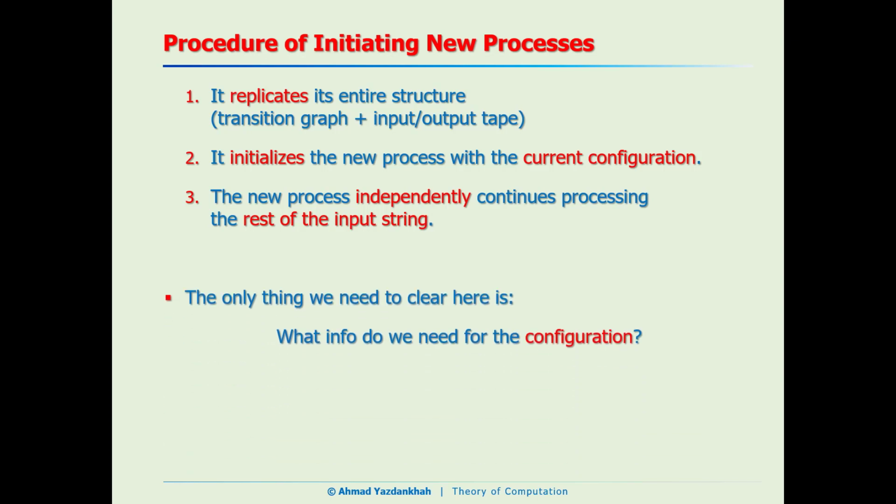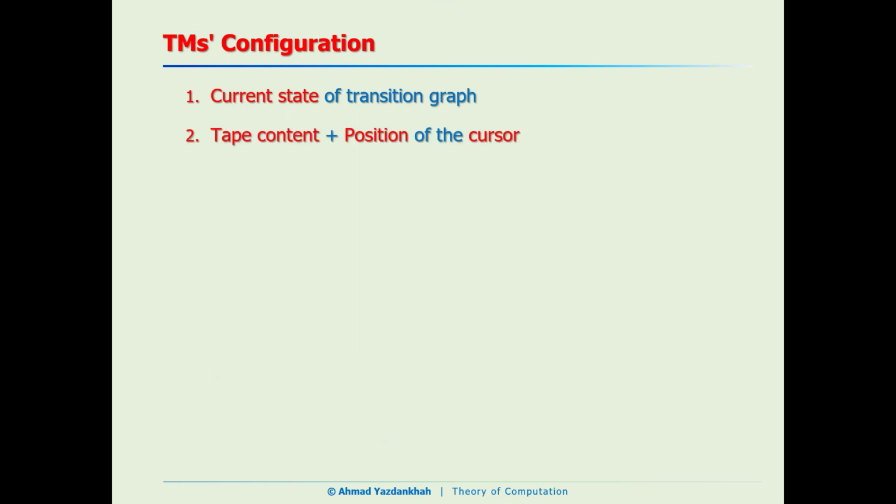The only thing that we need to know is what information we need to have in a configuration of the Turing machine. The configuration has just the current state of the transition graph, the tape and its content, and the position of the cursor. These two pieces of information will be the configuration of the Turing machine.